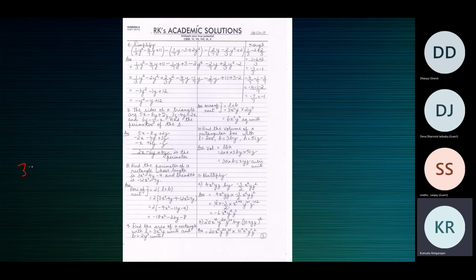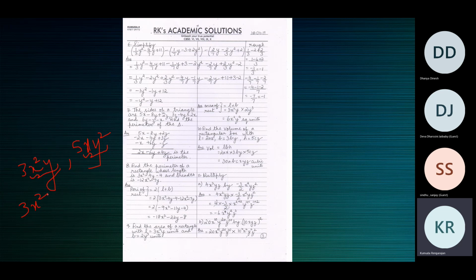Now, supposing we have to add 3x square y and 5xy square. This is x square y, but this is xy square. The literal factors are different. See here, x square y is 2x and 1y, and this is 1x and 2y's. You cannot add them. They have different letters, x square y and xy square.